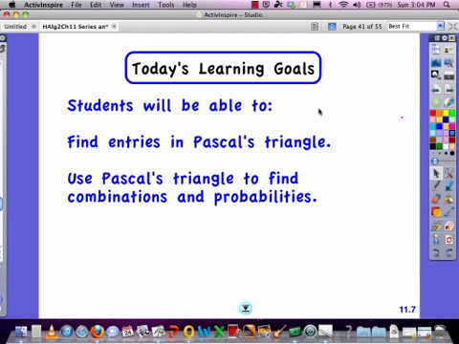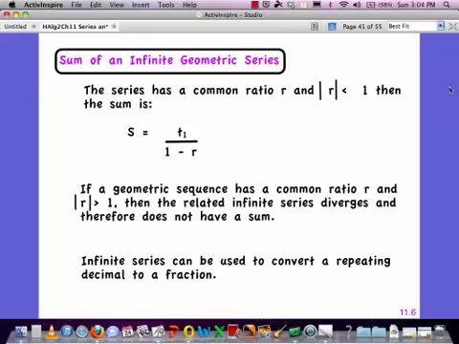Okay, in our next section, 11.7, called Pascal's Triangle, for those of you who don't remember working with it prior, it's going to be an interesting exploration, but you definitely should be able to see some patterns if you didn't notice them in the past. So we want to find different entries that are in the Pascal's Triangle, and we want to use Pascal's Triangle to find combinations and probabilities. So knowing that, let's go and explore.